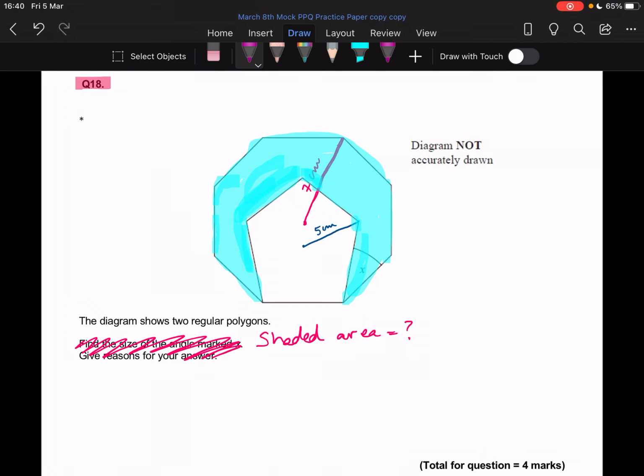So obviously you've got two shapes, one inside the other. The outside shape is an octagon. The shape on the inside, the smaller shape, is a pentagon. Trust me, because I counted earlier.